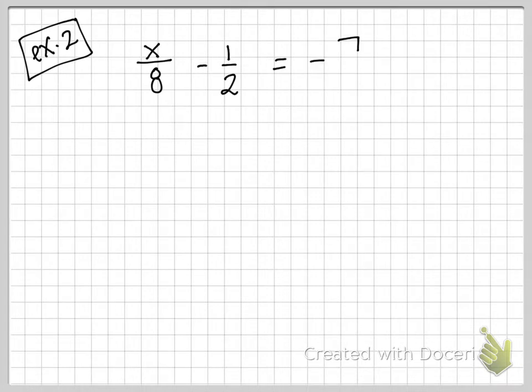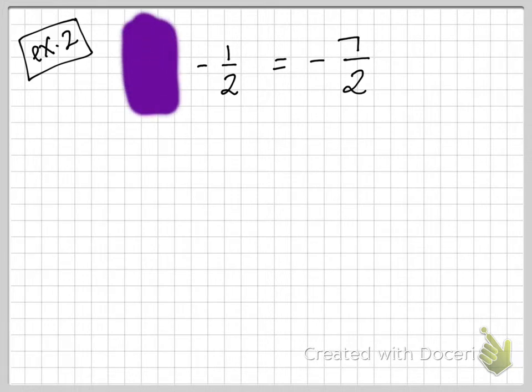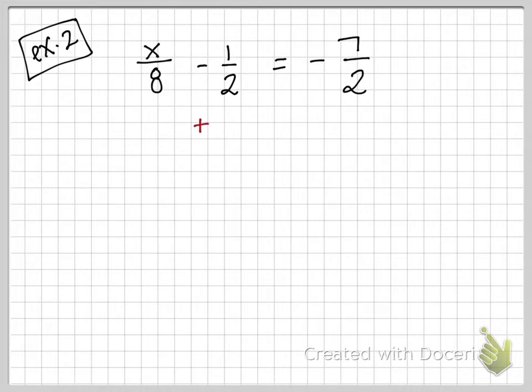Example 2. This one's going to have some fractions in it. x over 8 minus 1/2 equals negative 7/2. First step, I'm going to cover up the term that contains my variable. So if I cover up that x over 8, then I'm left with minus 1/2 or negative 1/2. And in order to remove that from the left side of the equation, I need to do the inverse operation of subtraction, which is addition. So I'm going to add 1/2. And if I do it on one side, I need to do it on the other side.